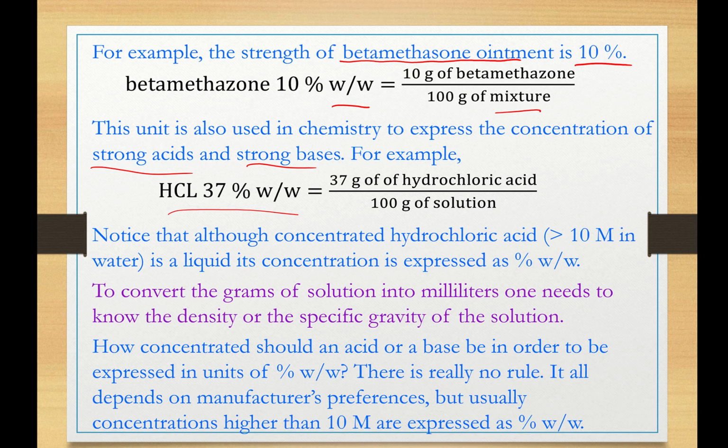When you use it, because it is a liquid, you need to transfer a certain volume. In order to calculate how much volume you need to transfer, you're going to have to convert these concentrations into weight per volume. And in order to do that, you need to know the density or the specific gravity of the hydrochloric acid 37%.